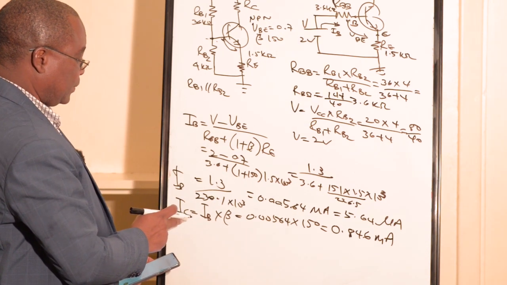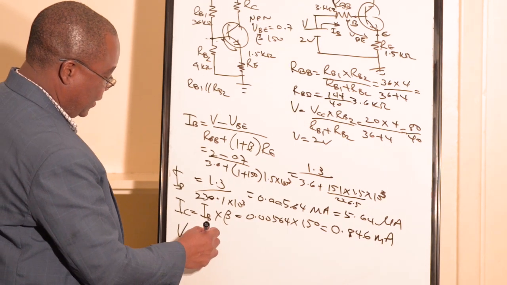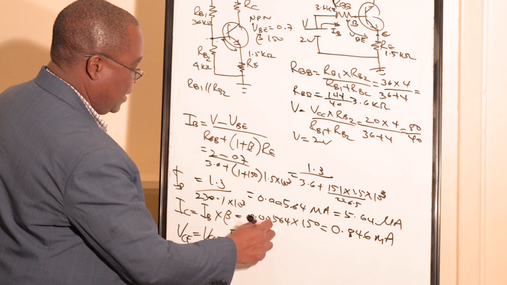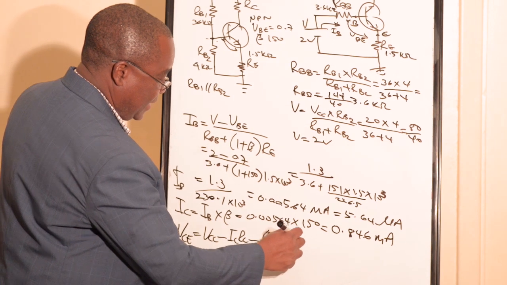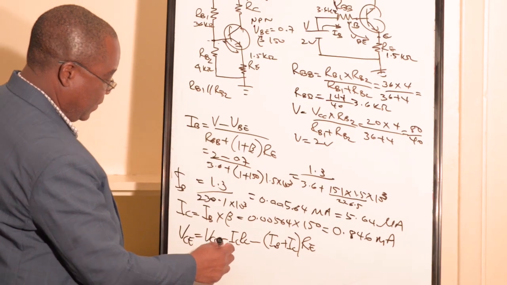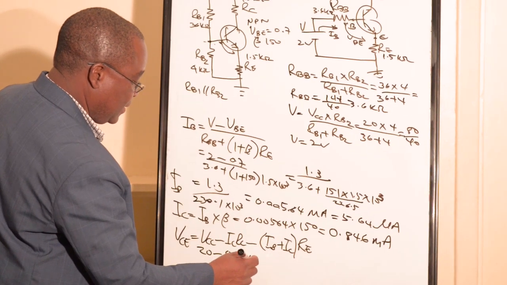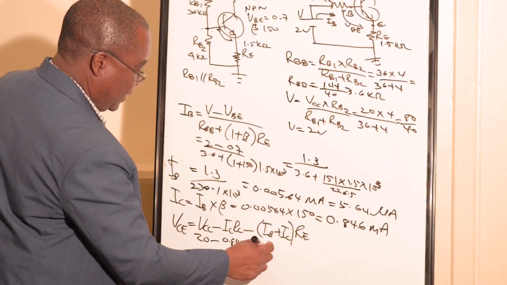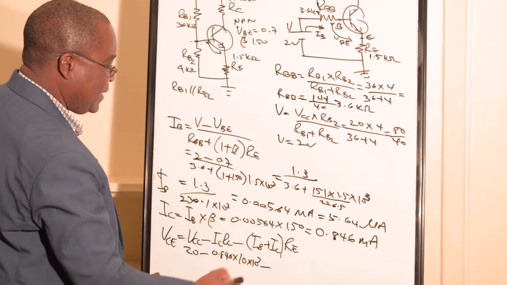And to have VCE, collector emitter voltage, is equal to VCC minus IC, RC minus IB plus IC in bracket RE. We have VCE. VCC is 20 minus IC is this one, 0.846 times RC is 10, 10 times 10 power 3 because it's kilo ohms, minus IB plus IC.